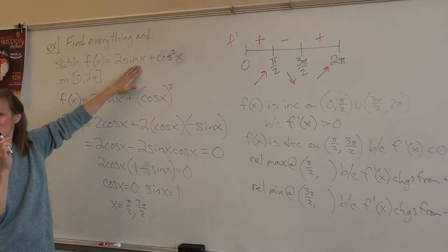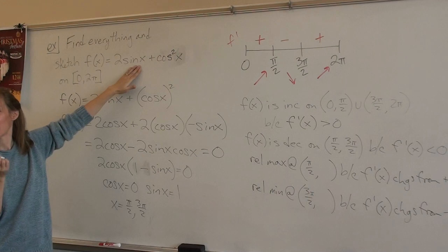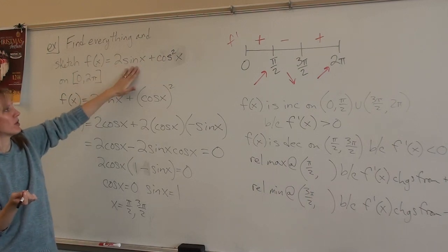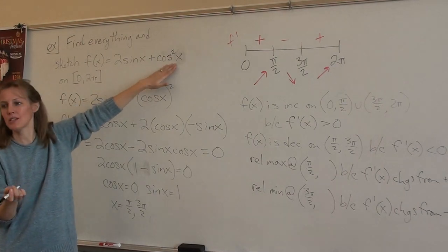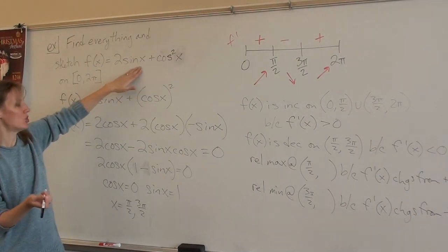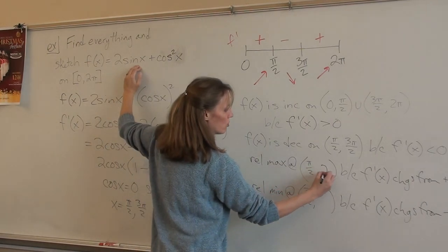The sine of pi halves is 1. So I have 2 times 1, which is 2. Anyone know what the cosine of pi halves is? 0. So I end up with 2. So I have pi halves, 2.